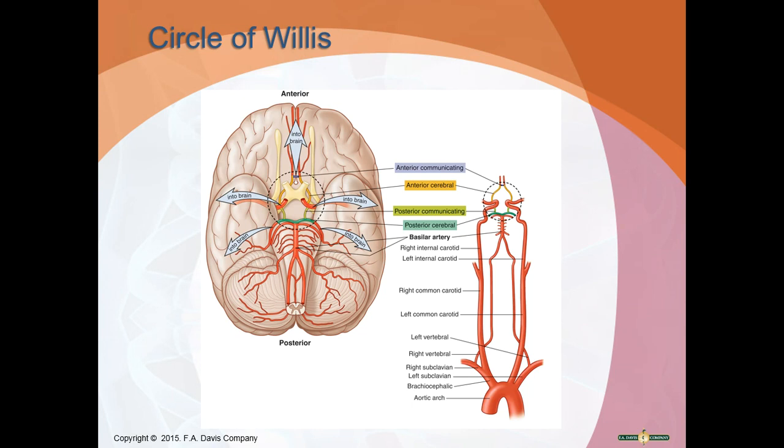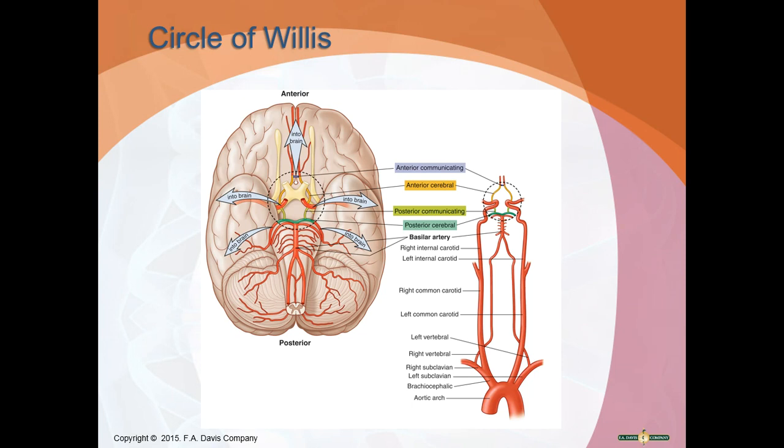Branches from the internal carotids and basilar artery form several anastomoses to create a circle of arteries at the base of the brain called the circle of Willis. An anastomosis is where 2 things come together. An anastomosis can be like if you cut 2 arteries or 2 veins and sew them together, that would be an anastomosis. But these are naturally occurring anastomoses, and they create this circle called the circle of Willis.